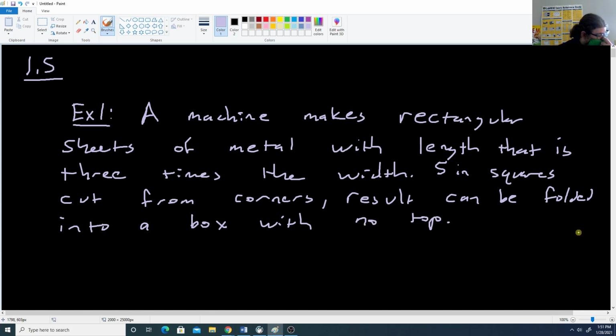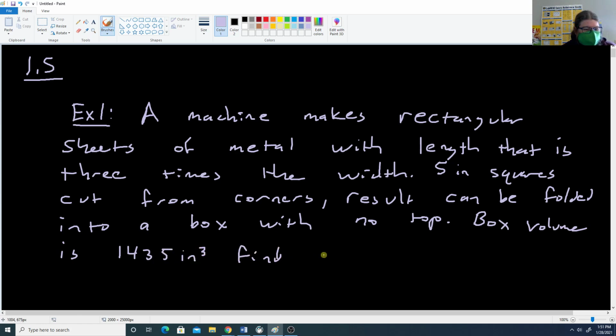It tells us the volume of the box is supposed to be 1,435 cubic inches, and we want to find the dimensions of the original sheet of metal. So the box volume is 1,435 cubic inches. We want to find dimensions of original sheet of metal.